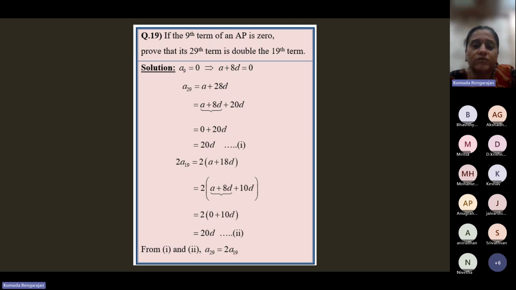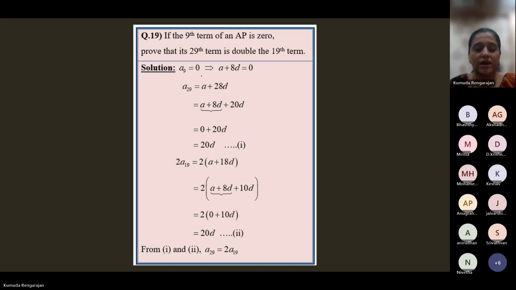If the ninth term of an AP is 0, so ninth term A9 is 0, which means A plus 8D is 0. Then prove that its 29th term is double the 19th term. So what's the 29th term? A29 is A plus 28D.